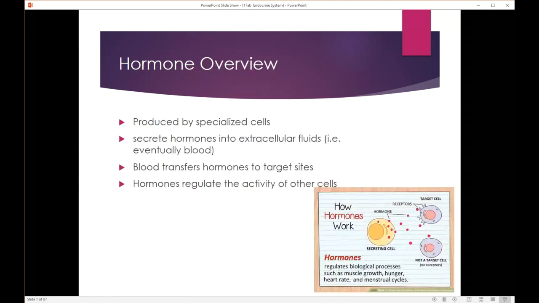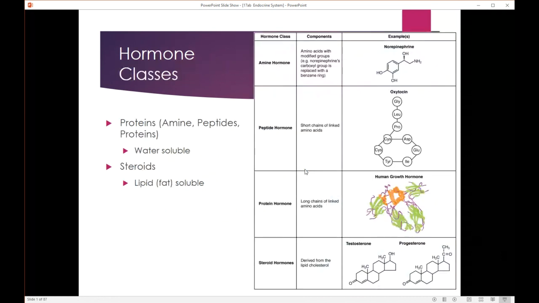So just to review, what are hormones? Hormones are produced by specialized cells, and they secrete those hormones into our extracellular fluids. So eventually it's going to end up in our blood. The blood is going to transfer those hormones to the target sites or the target cell, and it is very specific. In this little image here, you can see these are those hormones. The hormones have to hit a specific receptor within the target cell. This is not a target cell. It does not have a receptor for that hormone. Therefore, it has no effect on that cell. The hormones are going to regulate the activity of other cells.